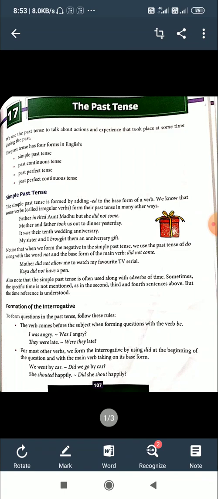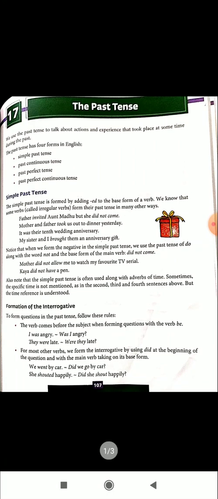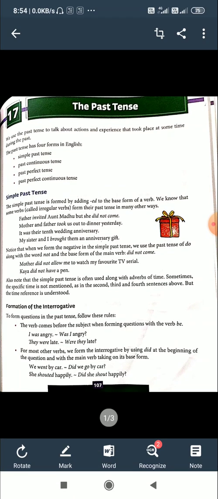Look at the example. Father invited Madhu, but she did not come. Did not come is a negative. Look at the auxiliary did, then not come. It is the base form of the verb come, came, come. Father and mother took us out to dinner yesterday. Took. The negative is: mother and father did not take us out to dinner yesterday. So we use did plus not plus base form of the verb.